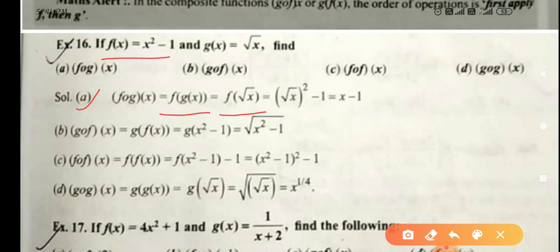So f(x) was x square minus 1. In place of x you are putting under root x. So under root x square minus 1. So it will become x minus 1. So it is the final answer: fog x equals x minus 1.